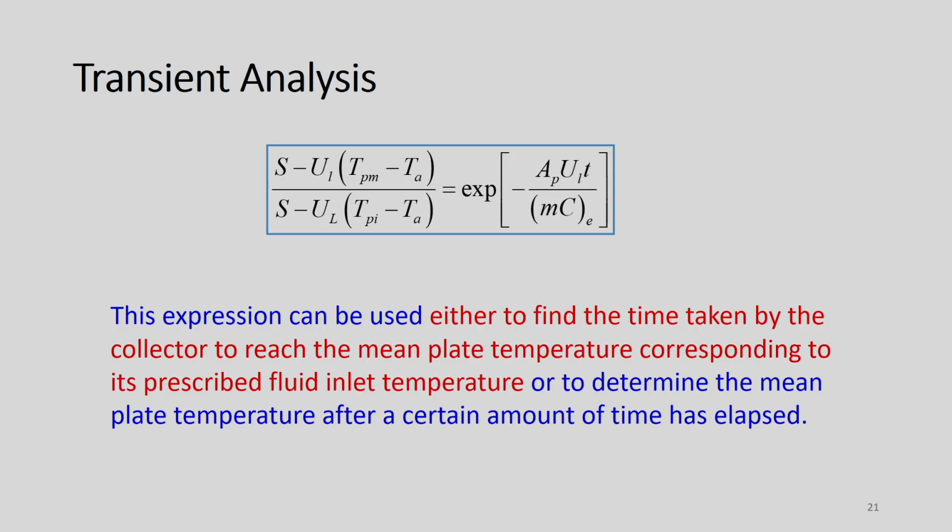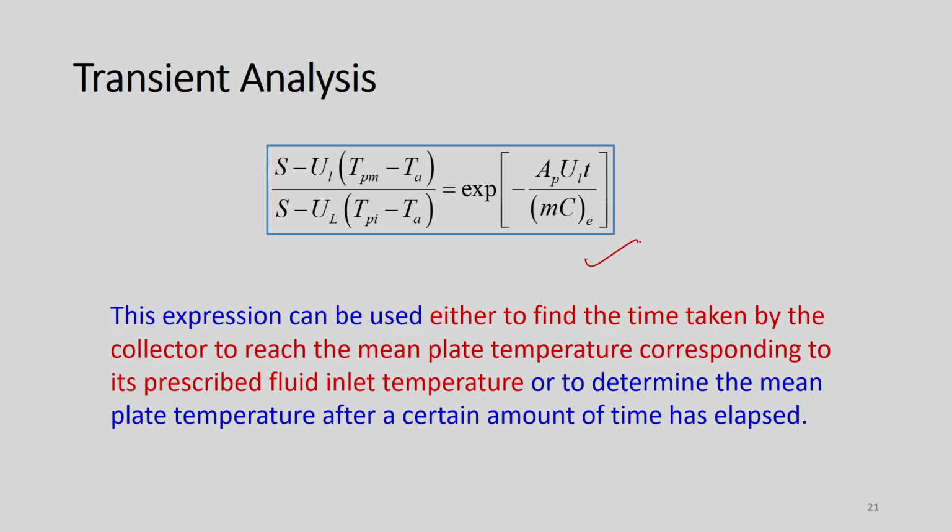Also sometimes transient analysis is important, because we need to know what is happening with time. Okay. How much time it will take to get a uniform temperature of the absorber plate. Okay. So this kind of expressions can be generated for transient analysis. Okay. So this expression can be used either to find the time taken by the collector to reach the mean plate temperature corresponding to the prescribed fluid inlet temperature, or to determine the mean plate temperature after a certain amount of time has elapsed. So straight away you can use this equation for those two conditions. Okay.